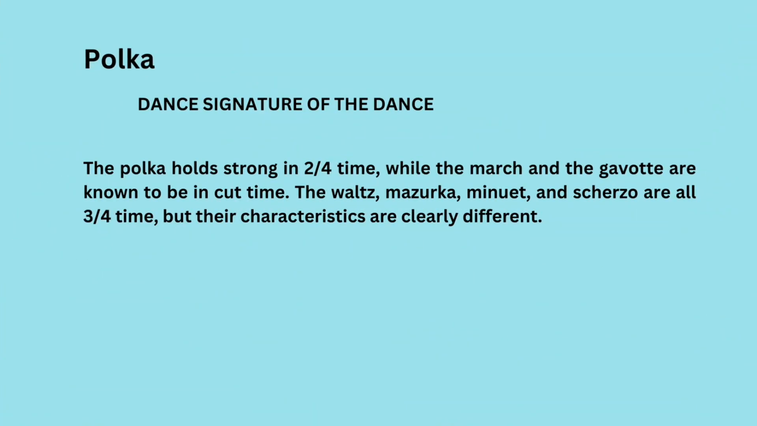Dance signature. The polka is in 2/4 time, while the march and gavotte are known to be in cut time. The waltz, mazurka, minuet, and escudero are all in 3/4 time, but their characteristics are clearly different.